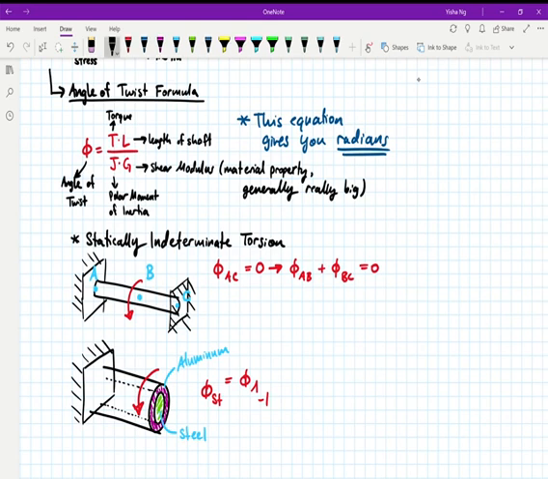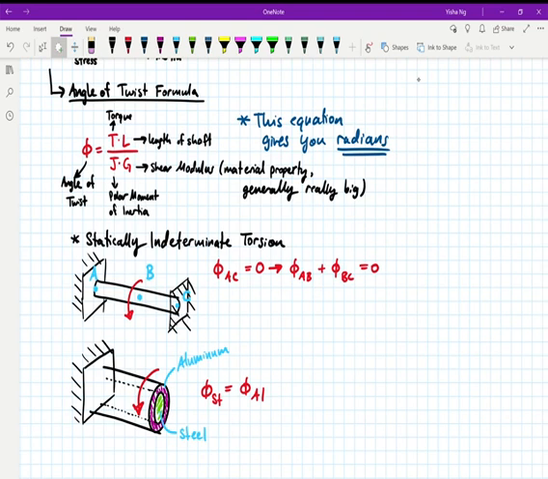maybe something on the inside, a material that's different from the outside. In this case, basically your equation is just going to be that the angle of twist of the outside has to equal the angle of twist on the inside because they're laminated together. So for this case, I have maybe a core of steel, outside is aluminum, then I know my angle of twist of steel has to equal my angle of twist of aluminum.